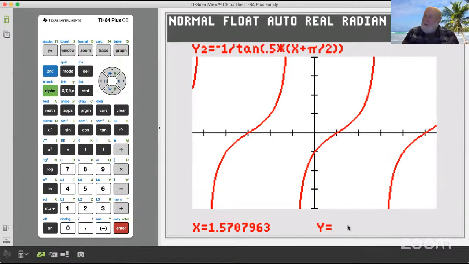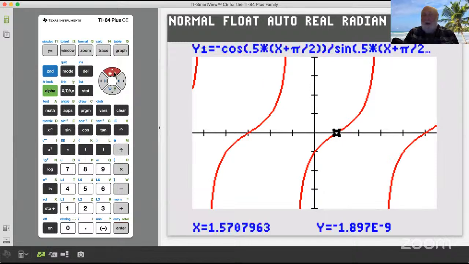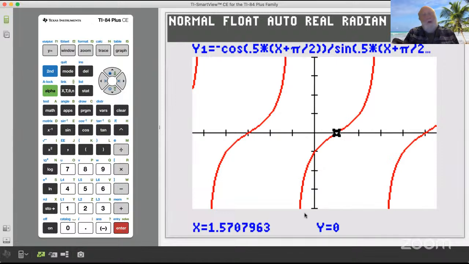Well, does that mean the blue function is undefined? Let's just switch over to the blue function and type in pi over 2 for its trace value. Oh no, it's equal to 0. So at pi over 2, my negative cosine over sine version of negative cotangent is equal to 0. But my 1 over tangent is undefined.